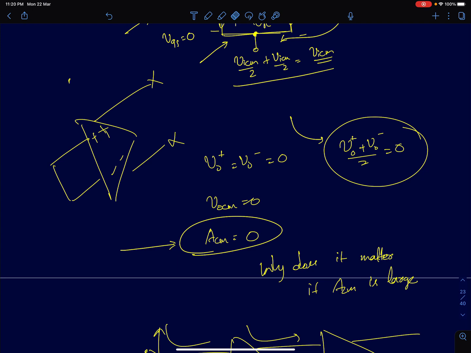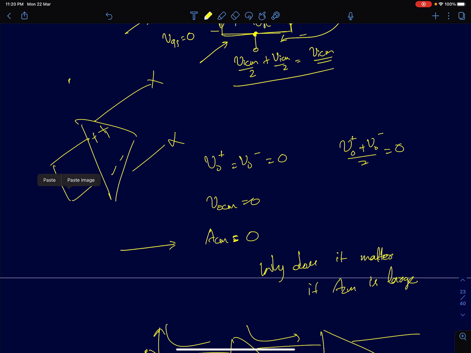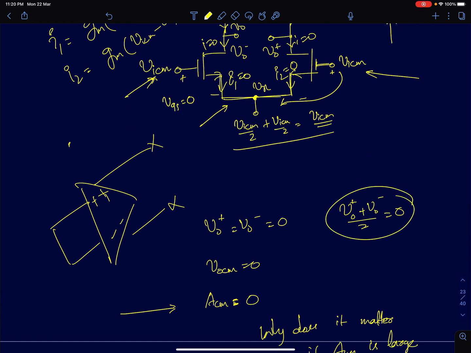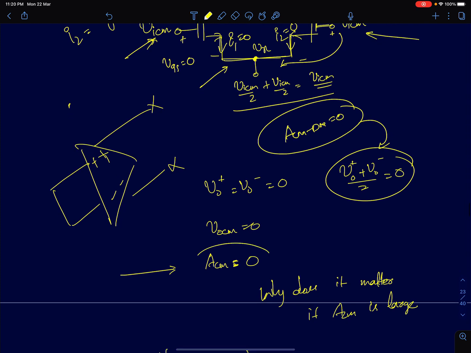Does it matter that the common mode gain is lower? Does it help at all? Because in the differential amplifier system, we only care about the differential output. If I still take the output differentially, even though there is 0 common mode here, and in the previous case there was a large common mode input, if I take the output differentially, the ACM DM is going to be 0 for both the circuits. ACM DM is 0 here as well. But the difference here is that ACM is also 0.